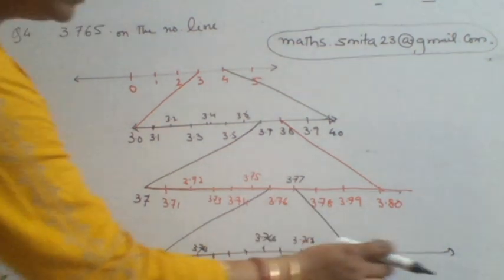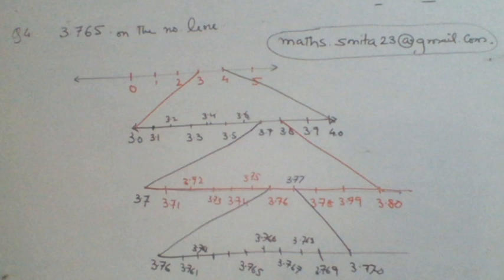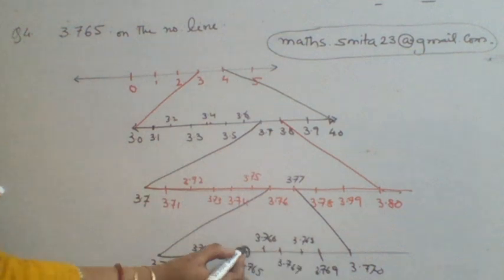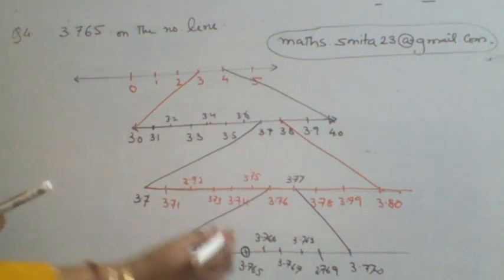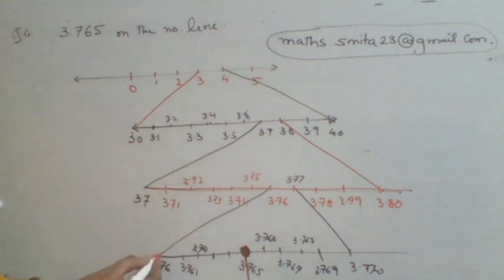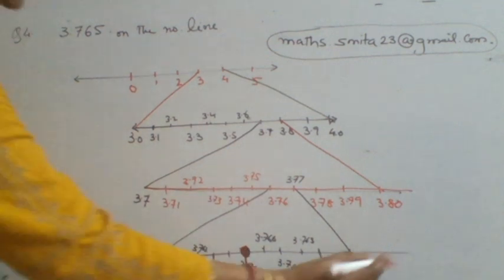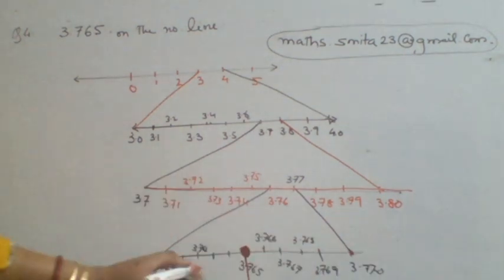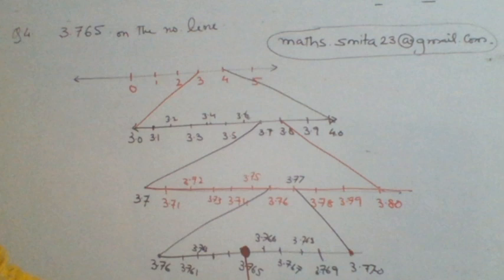So now you can see where your 3.765 is. This point is your 3.765. So in between these two, this is your point between 3.76 and 3.770. This part is magnified and this point is your 3.765. Okay, now all of you please practice a few questions from your textbook.